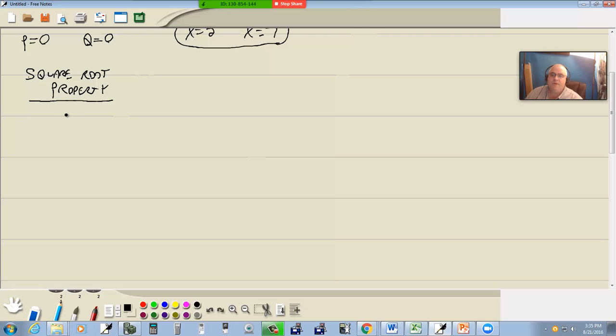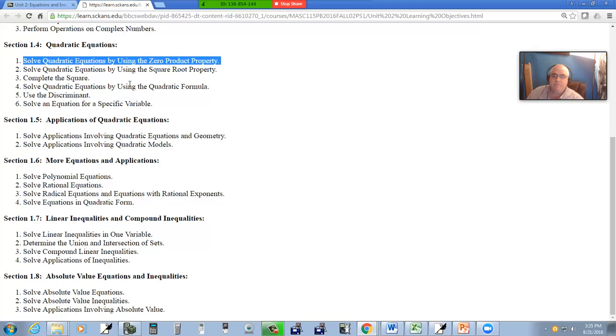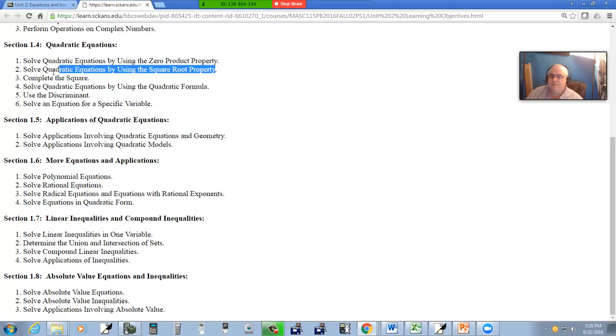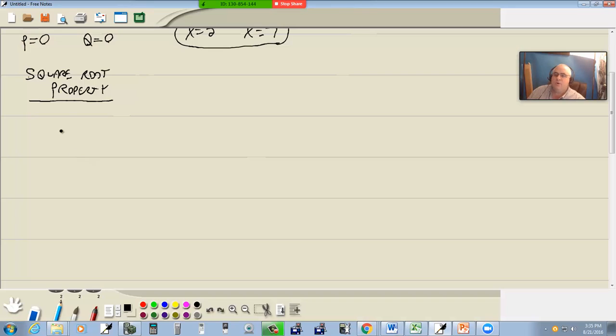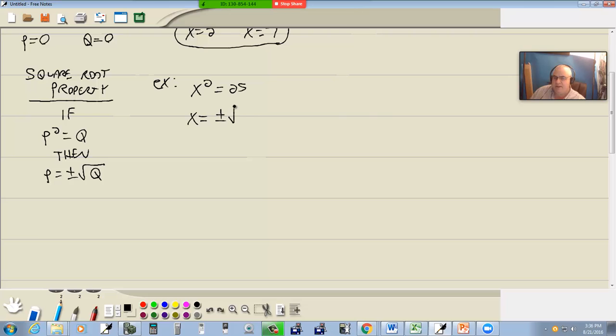Let's take a look at the square root property. This next topic here. The square root property says if you got something squared equal to something else, then you drop your squared and you put a plus or minus square root around the other side. For example, if I have x squared is equal to 25. Now we have the entire left side squared equal to something else. So our square root property says you drop your squared and you put a plus or minus square root around the other side.